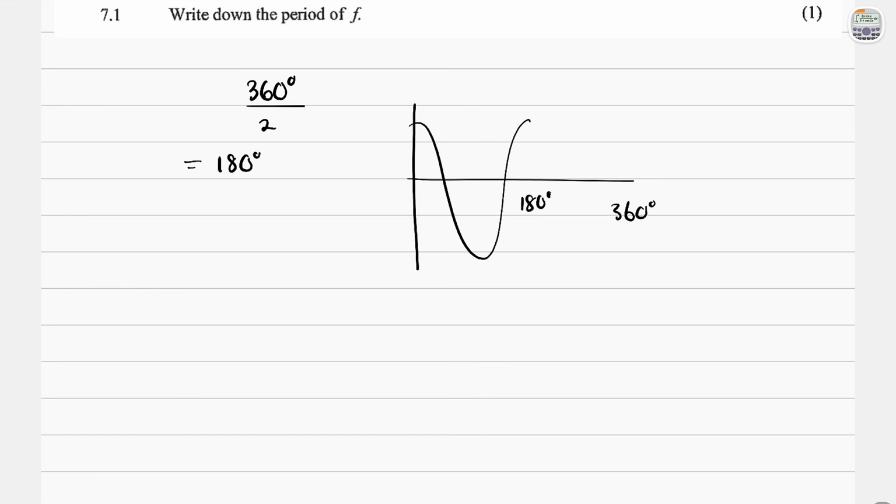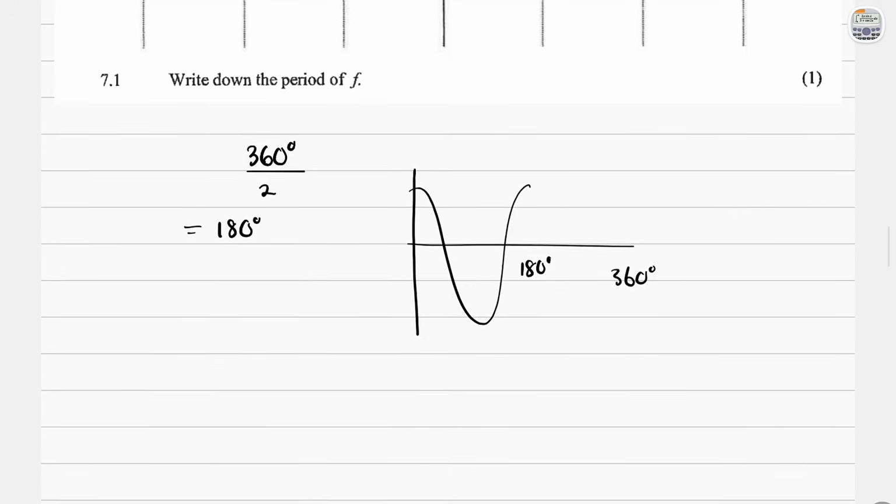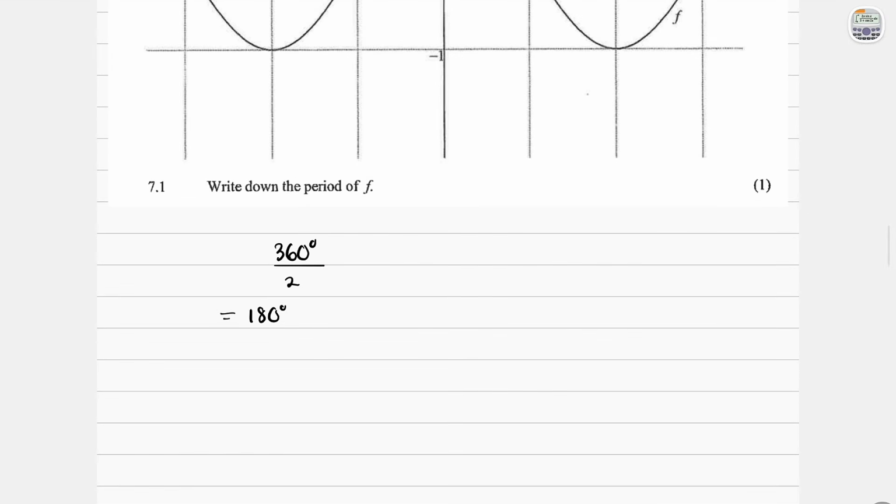So your graph would be squeezed and it will be more narrow. It's not too clear to see here just because of the intervals they've used. Okay, so that is our answer. The period is now 180 degrees. Moving on to the next question.